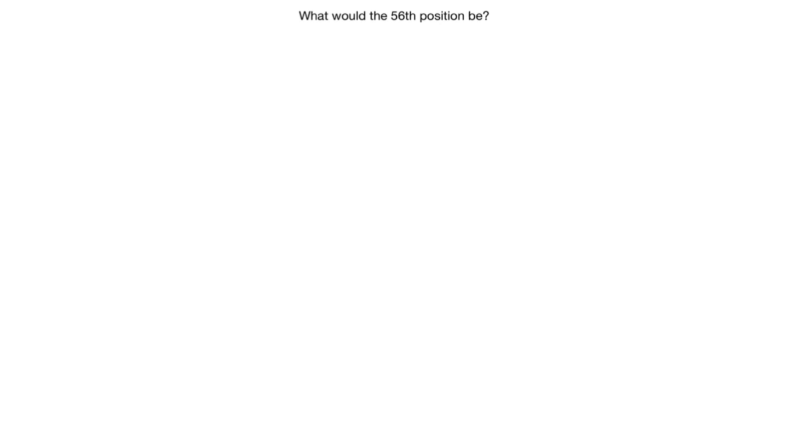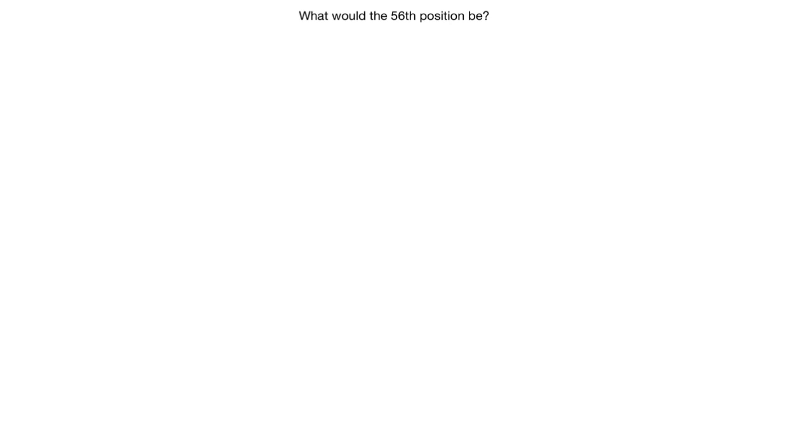So what would the 56th position be? Well, we have this handy dandy equation now. So we don't have to use a table of values and count up 4 every single time till we get to 56, which might take us until dinner time. And I'm not really here for that.